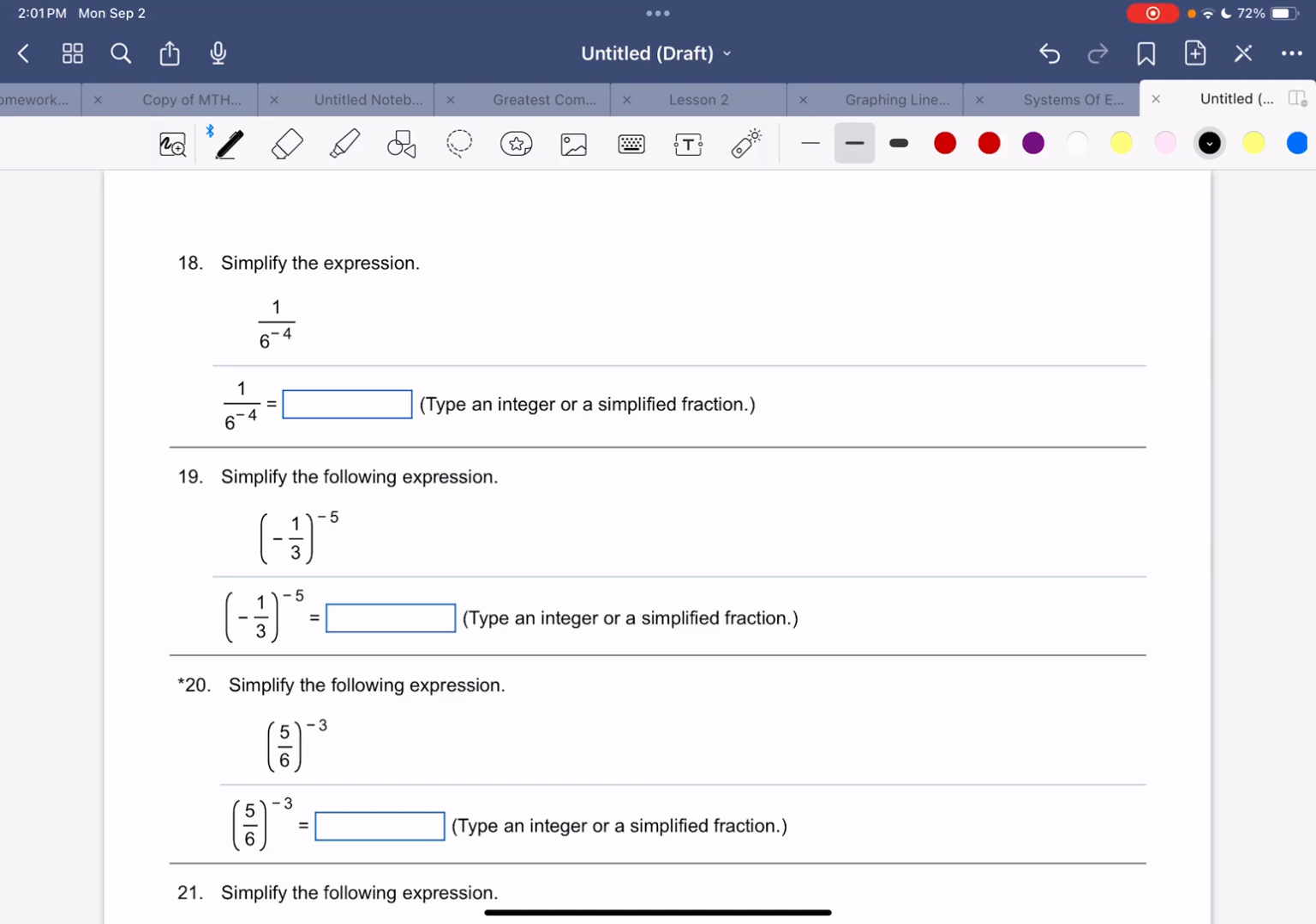Number 18, 1 over 6 to the negative 4. This tells me take my base that's in the denominator, 6, change it to the numerator and make the exponent positive. So 6 to the 4th, 6 times 6 is 36 times 6 is 216. Let's see if I can get my calculator out here. That's going to be 1,296.